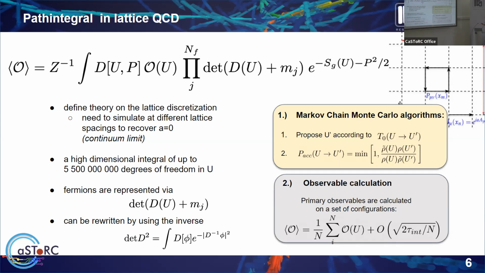So what we do is discretize the action and put it on the lattice. Then we have this lattice spacing, and we need to solve this integral for different lattice spacings so that we can extrapolate towards the continuum limit, towards a equal to 0.